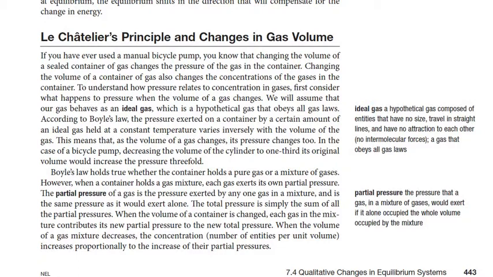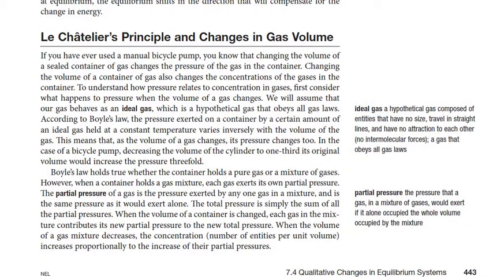To understand how pressure relates to concentration in gases, first consider what happens to pressure when the volume of a gas changes. We will assume that our gas behaves as an ideal gas, which is a hypothetical gas that obeys all gas laws. According to Boyle's law, the pressure exerted on a container by a certain amount of an ideal gas held at a constant temperature varies inversely with the volume of the gas. You remember, P times V is always equal to a constant number.